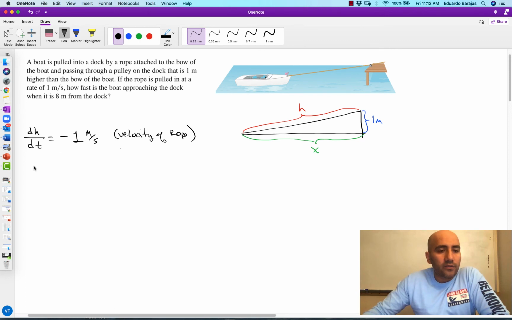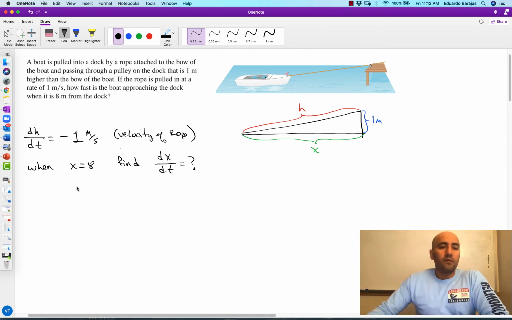Okay, how fast is the boat approaching the dock when it is 8 meters from the dock? So this is when x equals 8, when the boat is 8 meters from the dock. How fast is the boat approaching the dock? Find the speed, the change of the variable x. So they want you to find this thing.